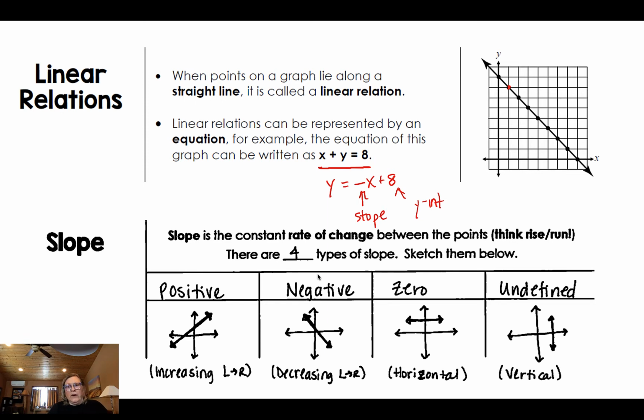Just a reminder that there are actually 4 kinds of slopes. Positive, we always go left to right. So positive starts in the bottom left, goes up to the right. Negative starts in the top left and goes down to the right. And then we have horizontal lines, which have 0 slope.